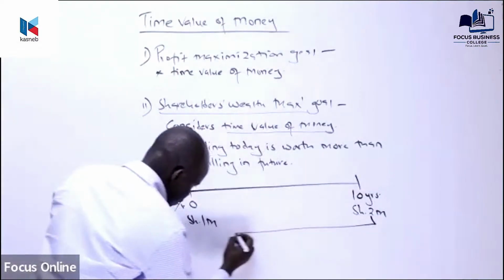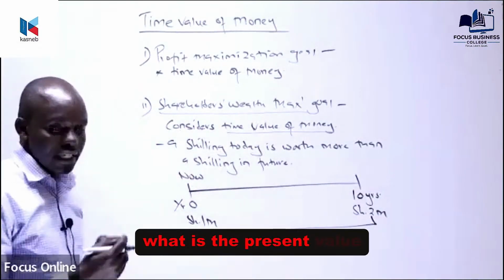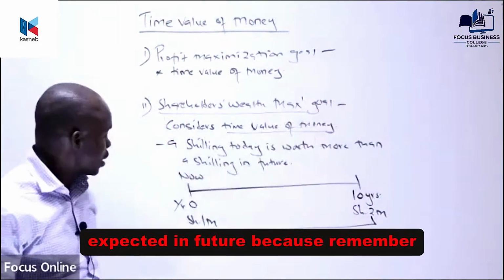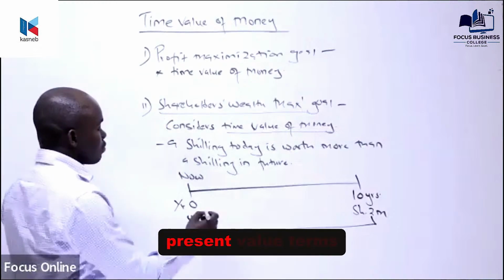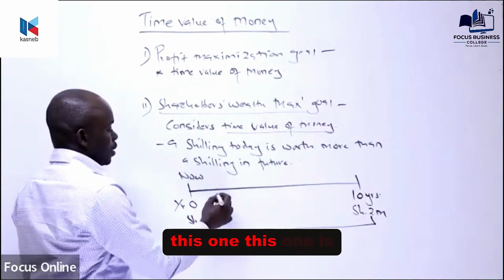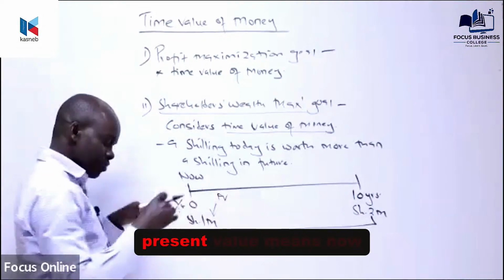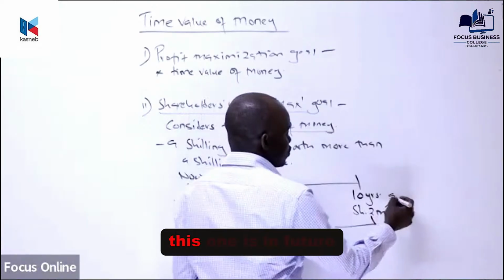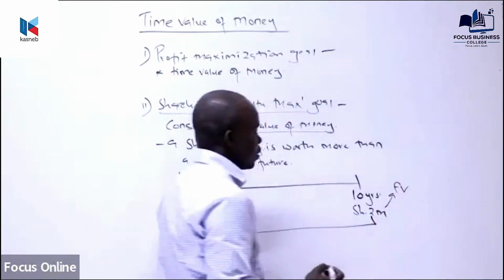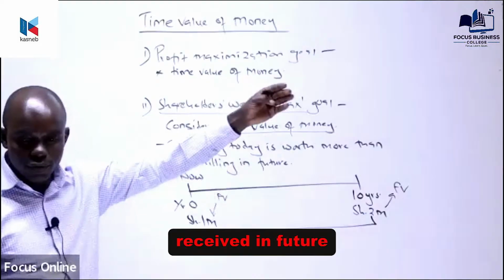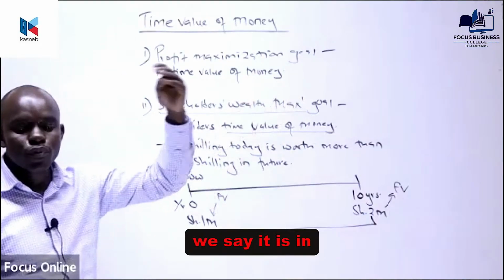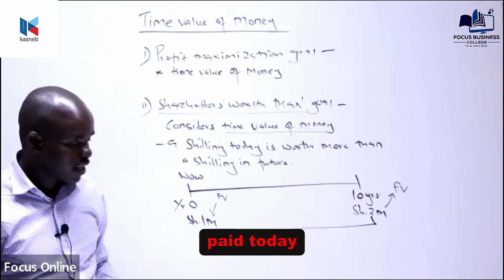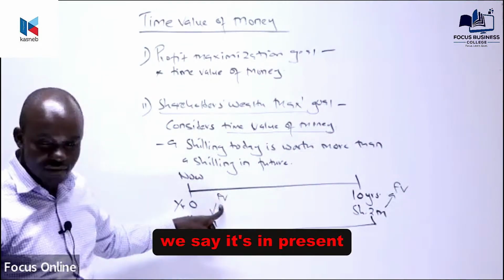You would determine what is the present value of 2 million shillings expected in future, because remember, this 1 million is in present value terms. Present value means now. But this 2 million is in future value. If an amount will be received in future, we say it is in future value form. If it's been received or paid today, we say it's in present value terms.